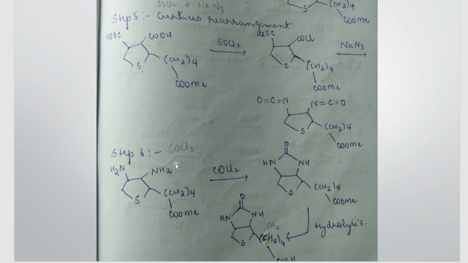And then in step number 6 we are making it react with COCl2, which on hydrolysis will finally give you a biotin molecule. That is the synthesis of biotin, which is important. So here, make it a point to add an additional step, that is water hydrolysis, but that is not mentioned here. When you're doing hydrolysis with two molecules of water, what happens here?